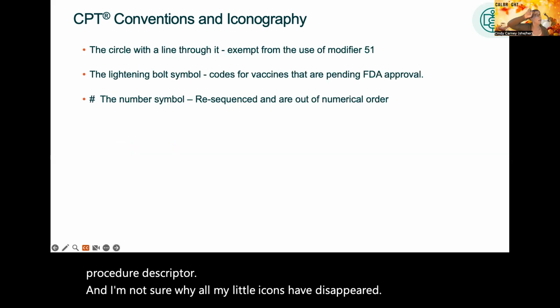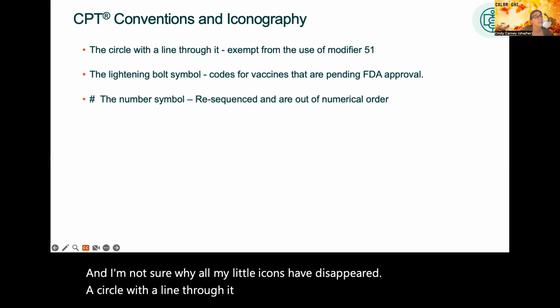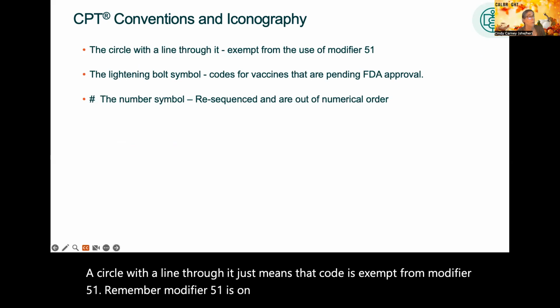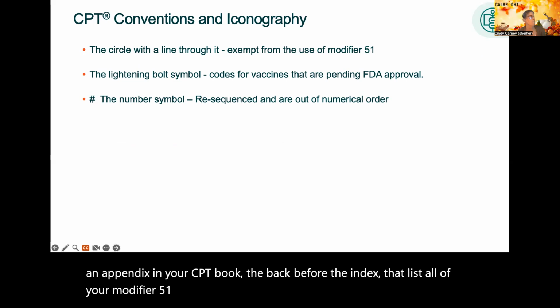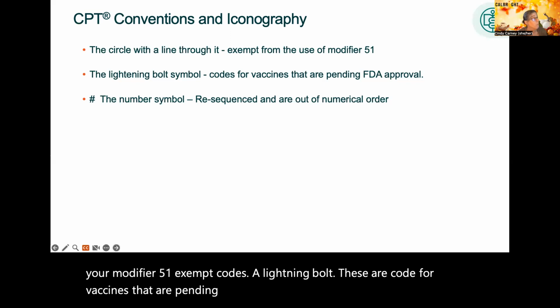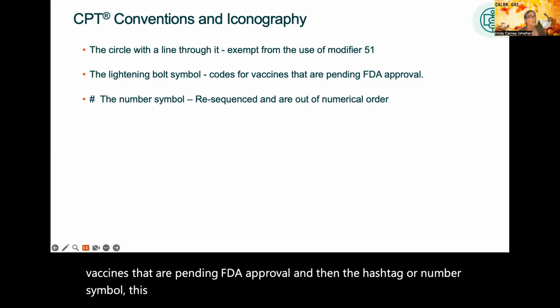A circle with a line through it just means that that code is exempt from modifier 51. Remember, modifier 51 is our multiple procedure modifier. There's also an appendix in your CPT book, in the back before the index, that lists all of your modifier 51 exempt codes. A lightning bolt, these are codes for vaccines that are pending FDA approval. And then the hashtag or number symbol, this is a resequenced procedure code, and it is out of numerical order.